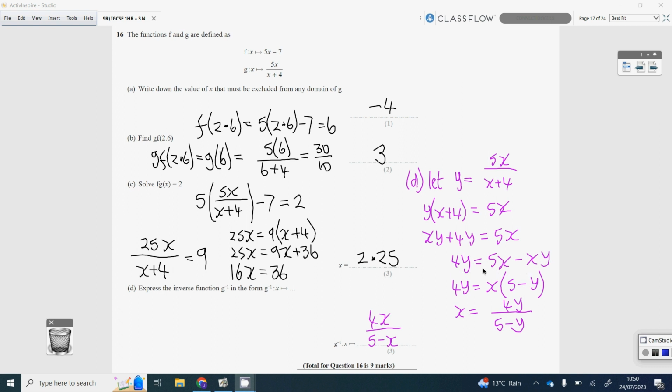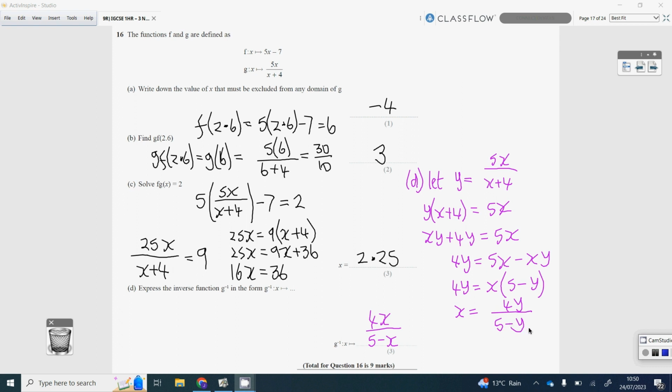Because I've got all my terms including x on one side, I can factorise the right-hand side. So for the first time, I've now got just x being isolated. It's only cropping up once in the equation. So here it's twice, twice, twice, and twice to start with. Now once I've got here, I'm nearly there. So just to isolate x on its own, I can now just divide by the bracket. So x is equaling 4y over 5 minus y.